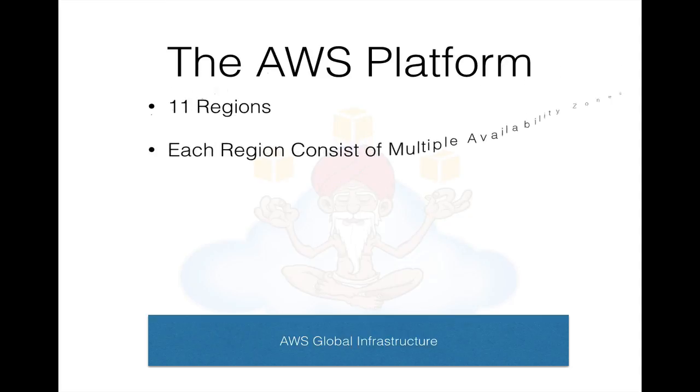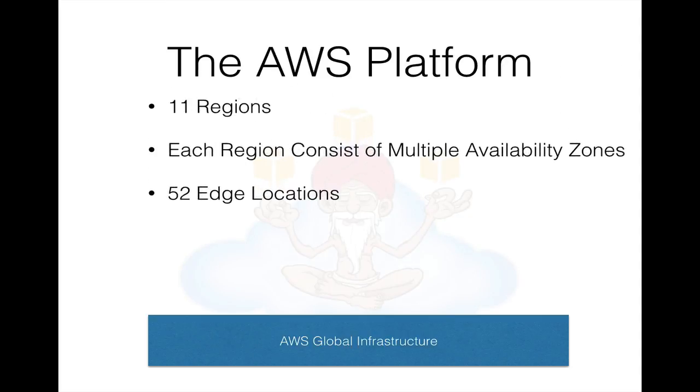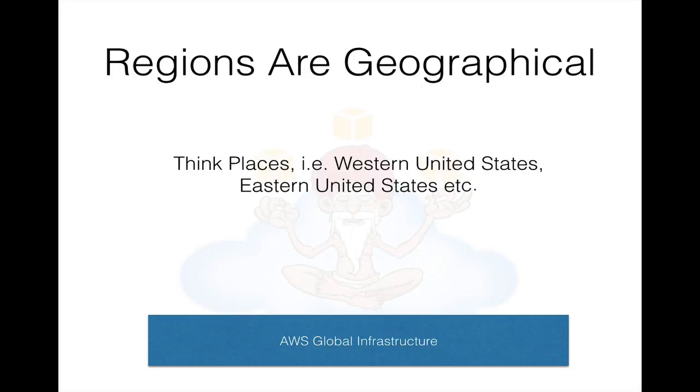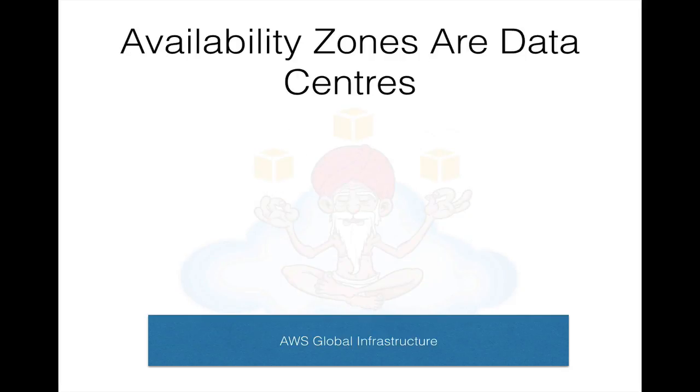The global infrastructure consists of 11 regions. Each region consists of multiple availability zones, and there are 52 edge locations at the time of this recording. Now, what do we mean by regions? Regions are geographical. Think places, i.e. the Western United States, Eastern United States, Ireland, Central Europe, etc.